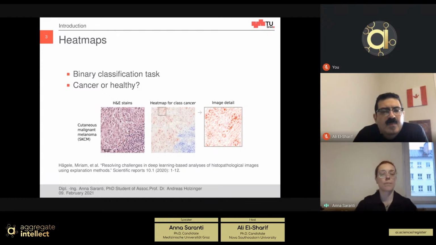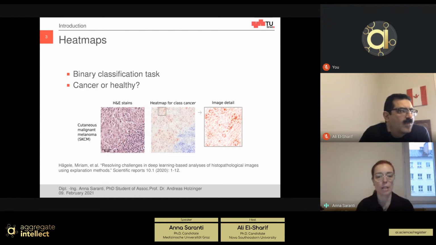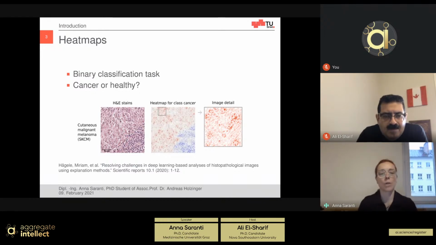So what are heat maps? This is one image from an application of LRP in a medical classification. Let's think of a simple binary classification task where a neural network is confronted with images of tissue that can be cancerous or healthy. These tissue images usually are whole slide images, which we also have in the Medical University of Graz. They have a very big size, and one can zoom in also to see details.